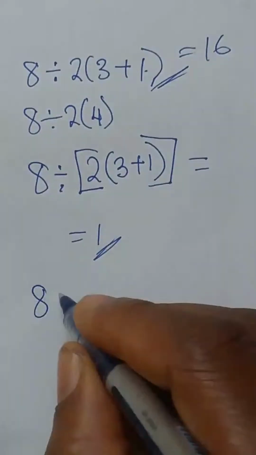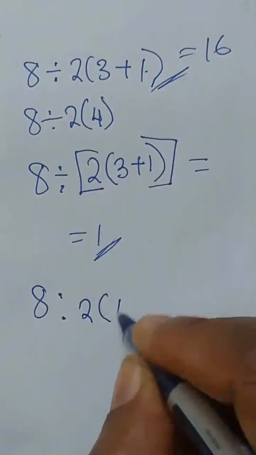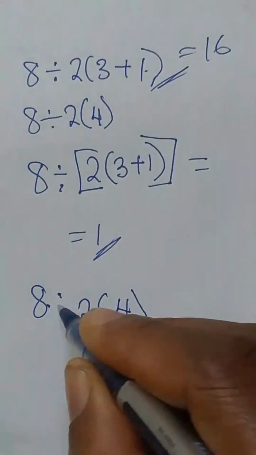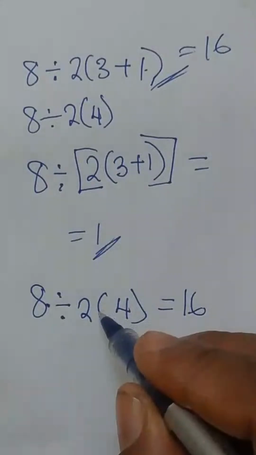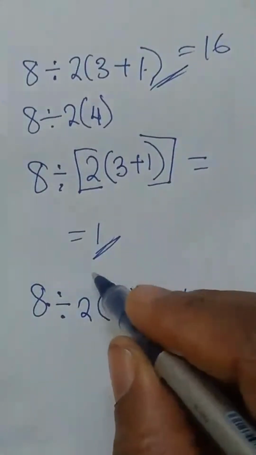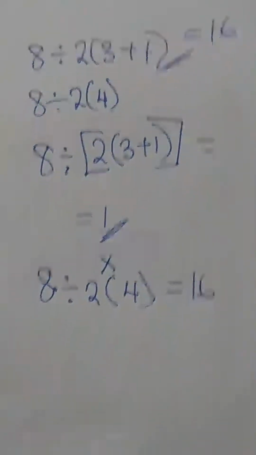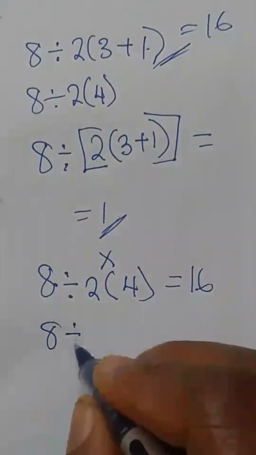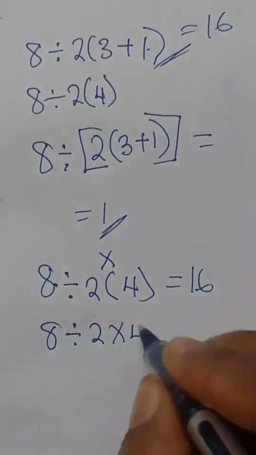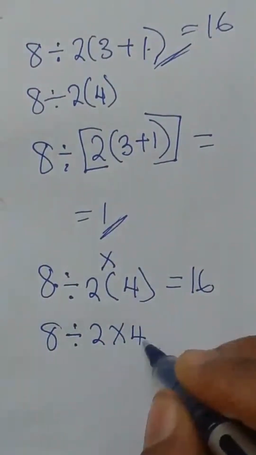8 divided by 2(4) is equal to 16, because you know that here is multiplication. Is it true or false? Tell me, do you know here is multiplication? So putting it out, it is 2 times 4, because 2(4) is multiplication.